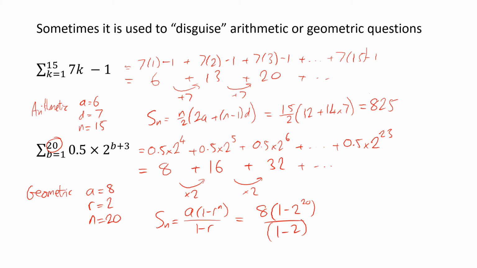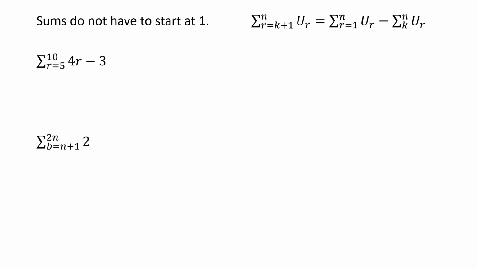And that'll give us a fairly chunky answer of 8,388,600. So you see there, we simplify the terminology and make it into a question we've already done. So it's worth saying that these sigmas don't always have to start with r equals 1. They can start with any number they like. So in this case, we're starting with r equals 5.